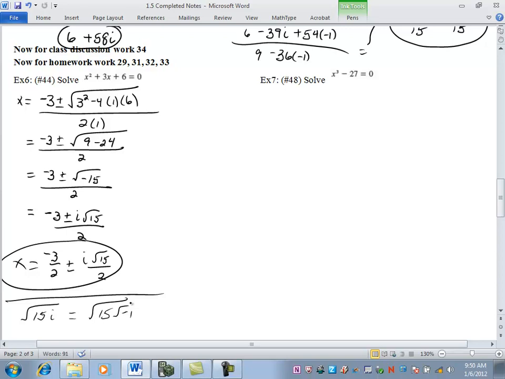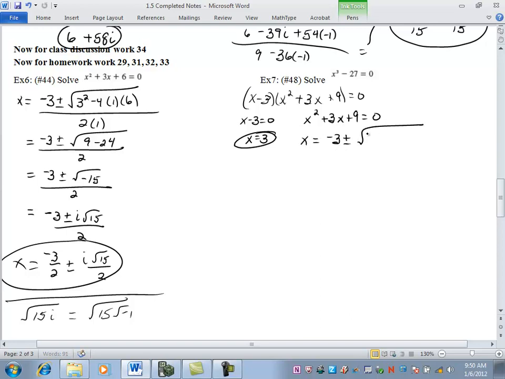If we look at example 7, we have the difference of cubes. We recognize right away how that factors, and so we can factor that. And then what we notice is that we can set each factor equal to 0. Well, one of these equations is quite basic to solve: x equals 3 is my solution here. Here, though, I can't factor, so I will use the quadratic formula.